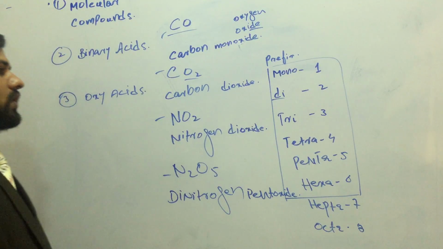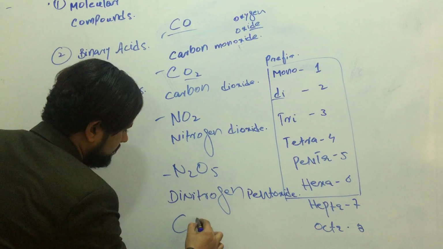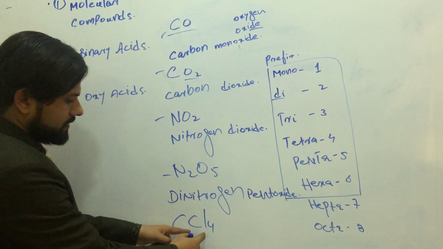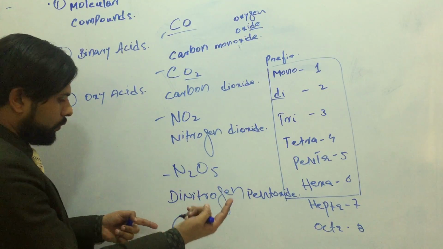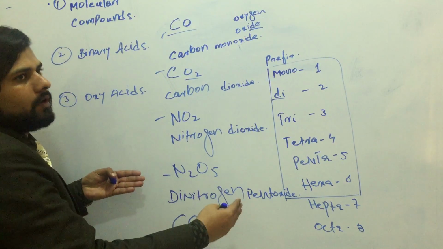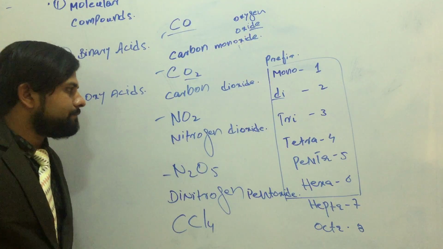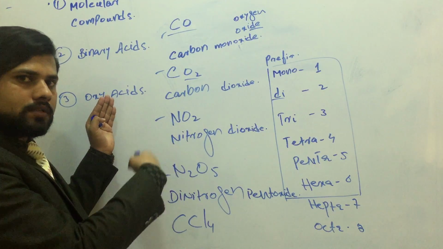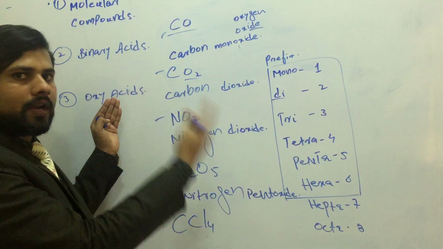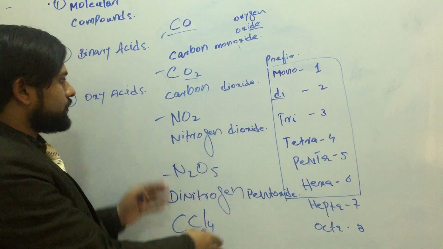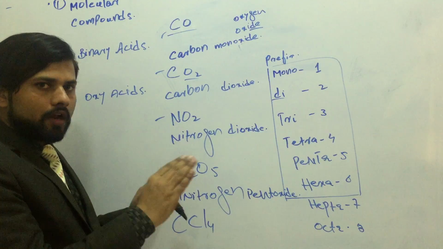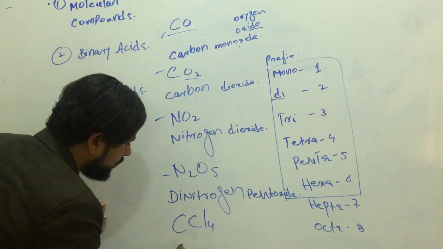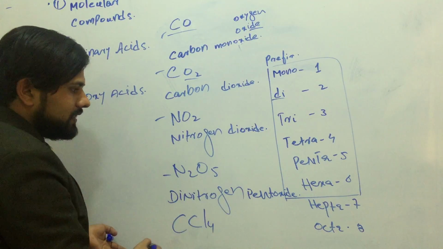Alright, let's see one more, CCl4. Here you can see the first element is carbon, the second one is chlorine. Carbon is given only one atom, so no need to write monocarbon. The key point: if the first element is only one, no need to write mono. For the second element, whether it's 1, 2, 3, whatever it is, you have to mention its prefix. For the first element, if there's only one atom, no need to write it; more than one, you have to mention it as I did here. So for carbon, I'm not going to write monocarbon, I'll simply write carbon.